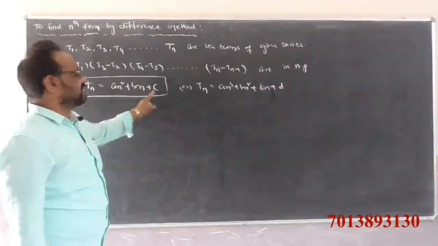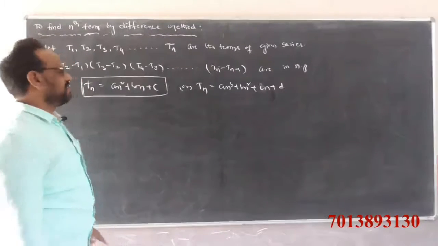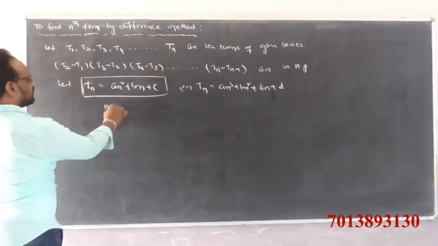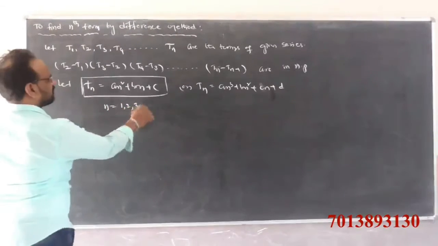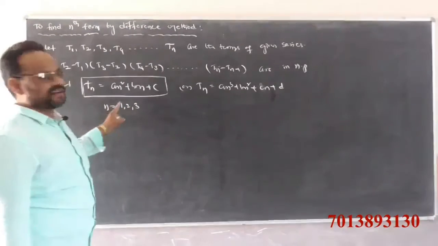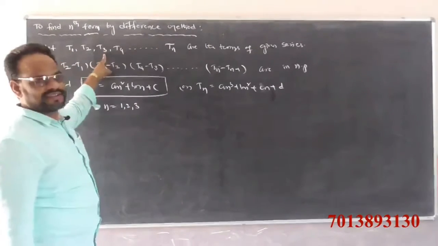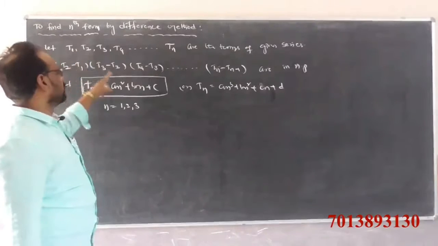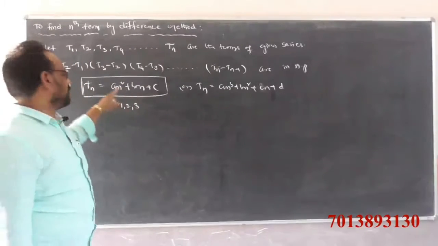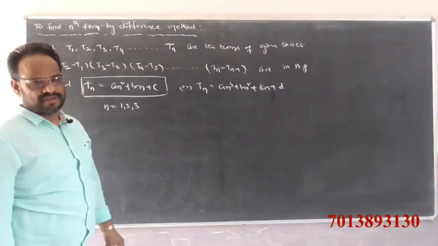To find the A, B, C values, put n equal to 1, 2, 3. That means first term, second term, and third term, which is equal to T1, T2, T3. We get the A, B, C values. Clearly, we get the nth term.